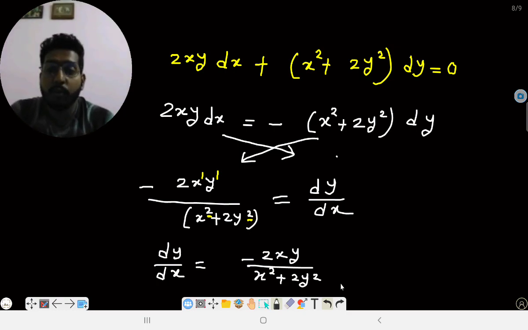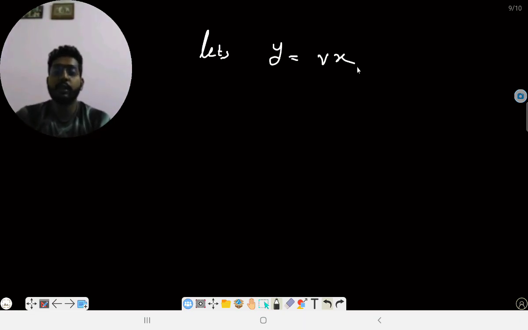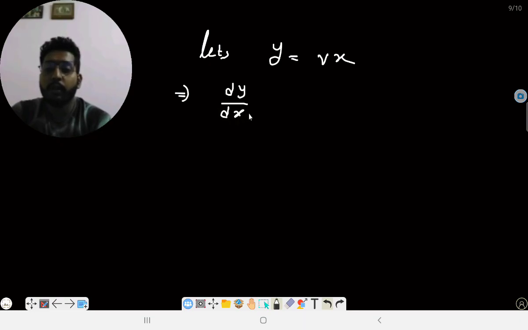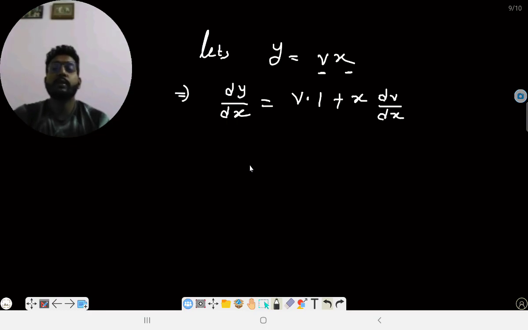You can see this is a homogeneous function because the numerator has power 2 and the denominator has power 2. Now what to do whenever this is a homogeneous function? We let y equals vx. Next step will be dy dx, that means we differentiate with respect to x. This is the uv formula: v into the derivative of x, that is 1, plus x into the derivative of v, that means dv dx. That means dy dx equals v plus x dv dx.